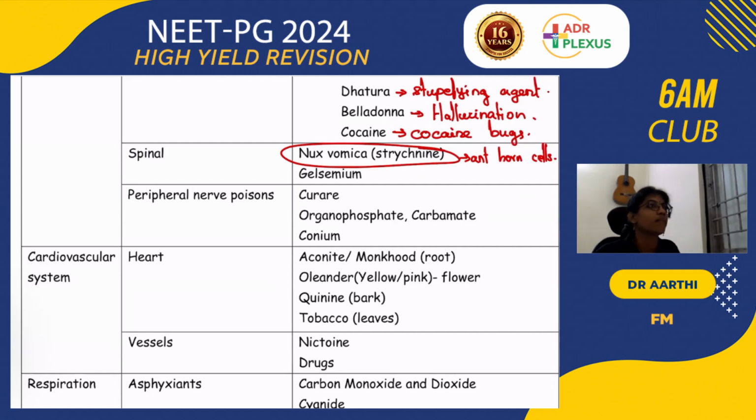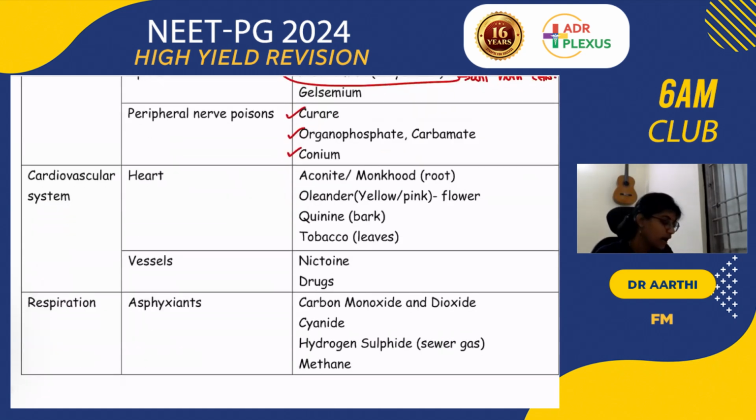Okay. Next is peripheral nerve poisons. Curare, organophosphate. See, conium, not cocaine, it's conium. So all your organophosphates, agricultural poison, conium and curare. Curare, don't even guess about it. It's a peripheral nerve poison. Heart, we have seen all oleanders, which includes our Cerbera thevetia, our Nerium odorum.